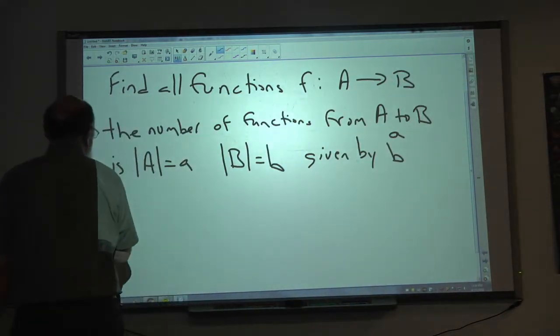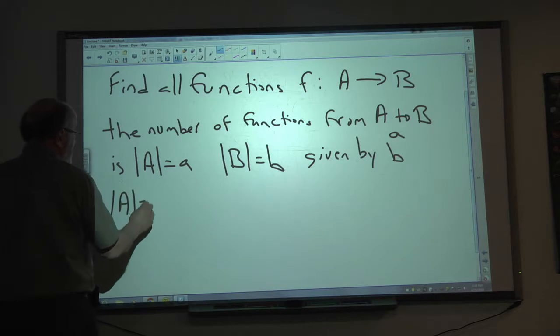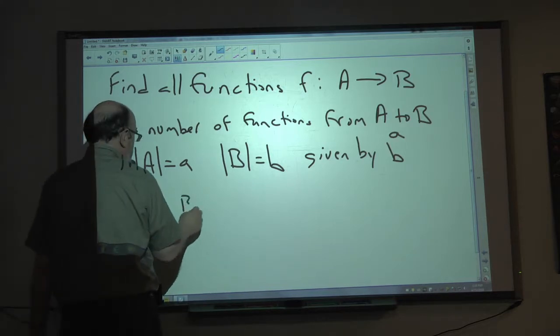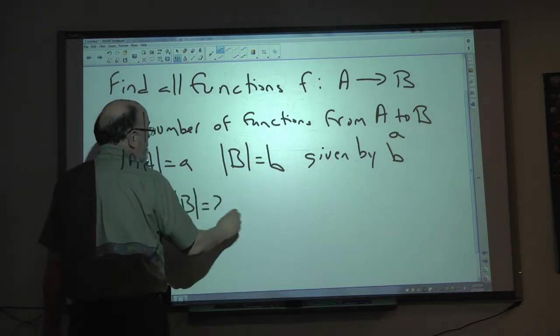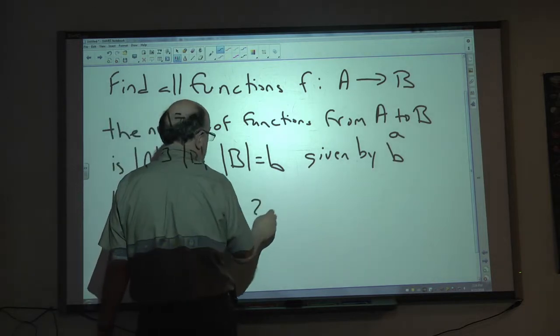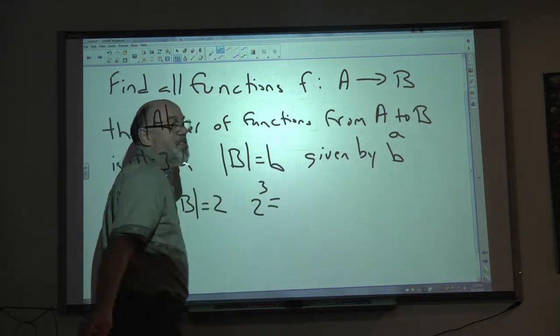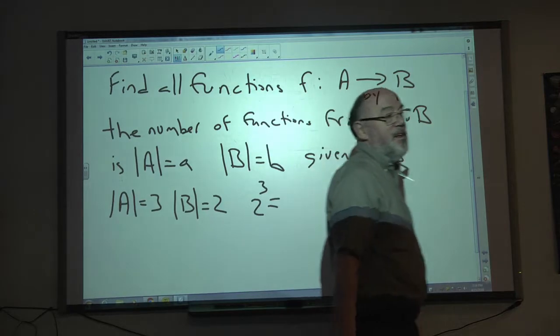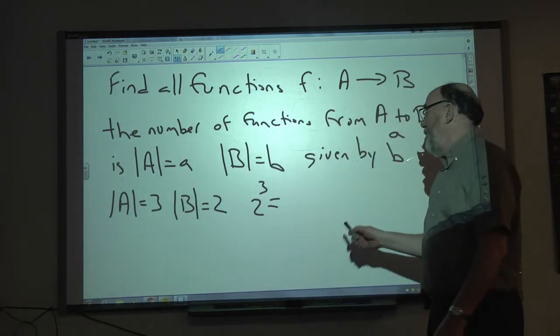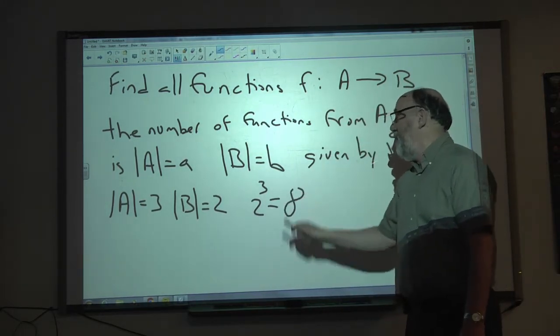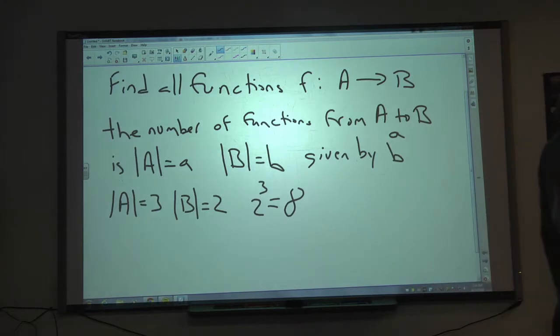and so we said the cardinality of A is equal to 3, the cardinality of B is equal to 2, and so this is going to be 2 to the 3rd power, which is 8. I did 3 to the same. Okay. All right, we got all kinds of variations on that one.